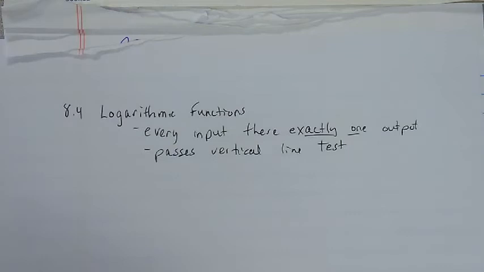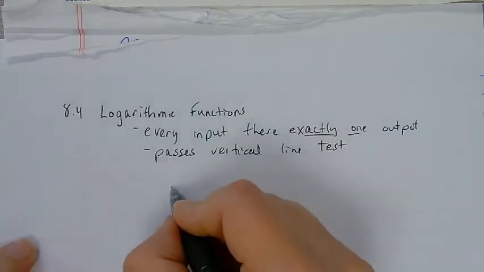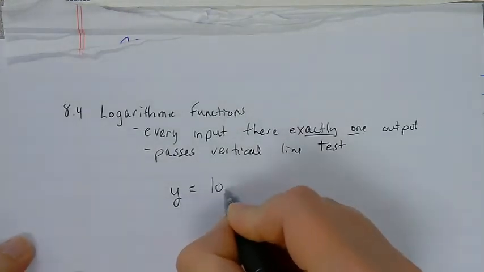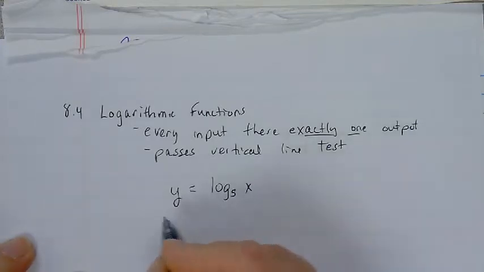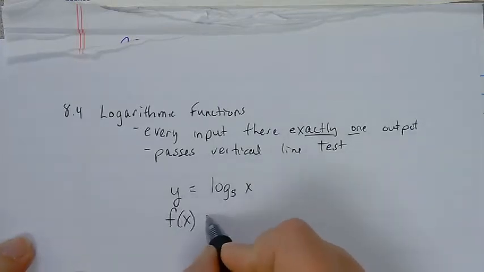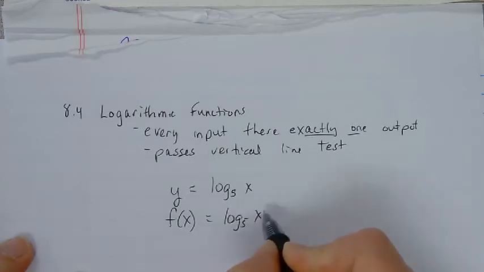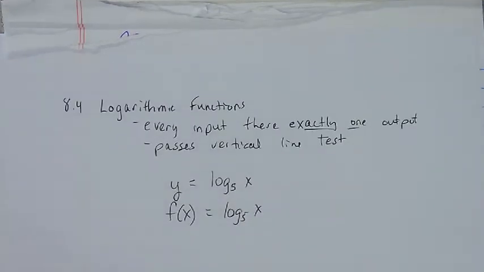So when we write a log function, it'll look like this, like y equals log base 5 of x. But since it's a function, we can write it like this. And I'll explain what all of these things mean.